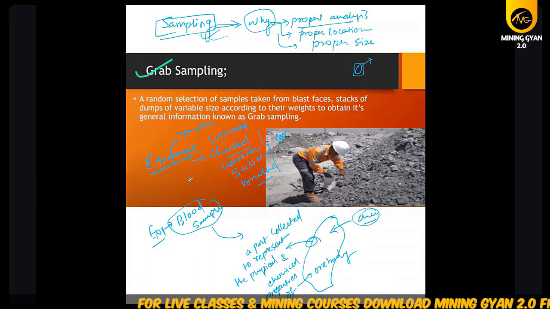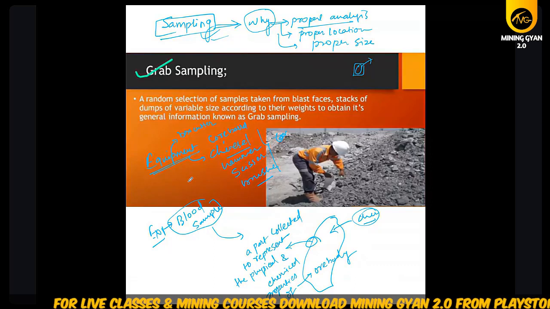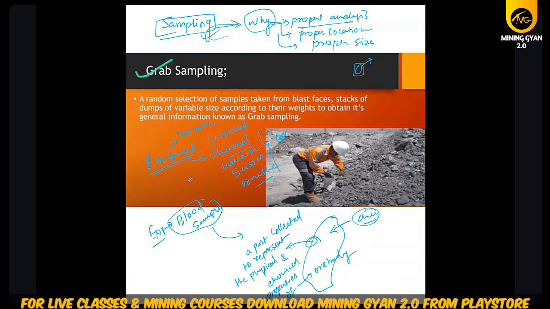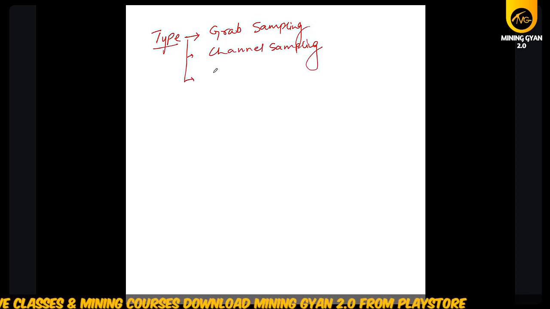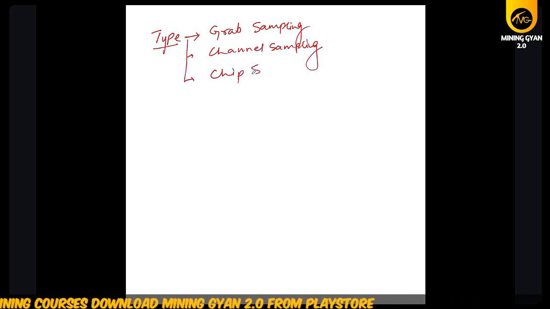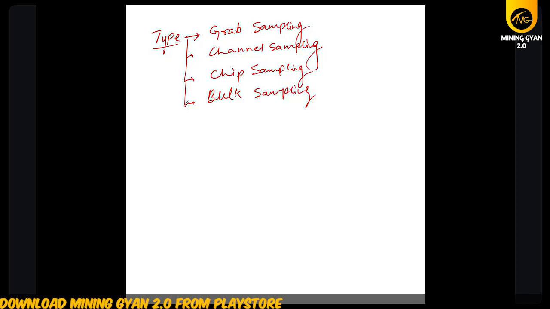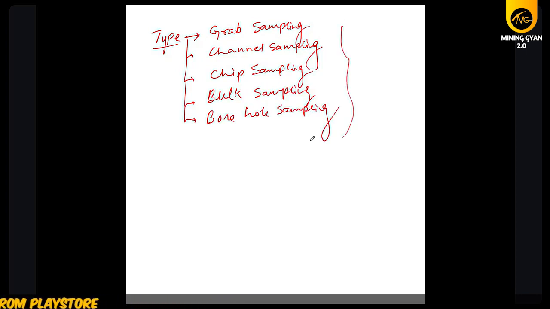Now the types of sampling, there are various types of sampling, such as grab sampling, channel sampling, chip sampling, bulk sampling, and borehole sampling. These are the types of sampling, in what ways we will do the sampling.